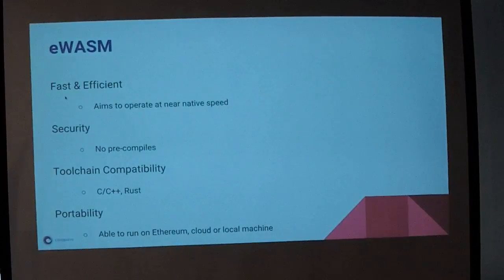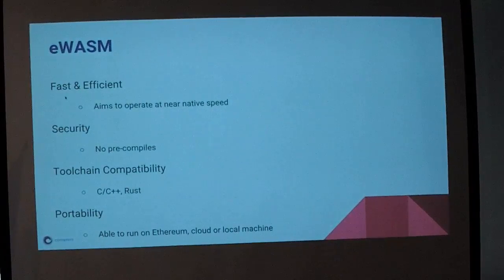So really the big goals around EWASM. Fast and efficient, the same as WebAssembly. The idea is they want it to operate at near native speed. The big one for me, from my perspective, is the security. The lack of precompiled contracts makes that massive. If you want to have your favourite elliptic curve, you can write it now in a transaction as opposed to relying on a precompile.